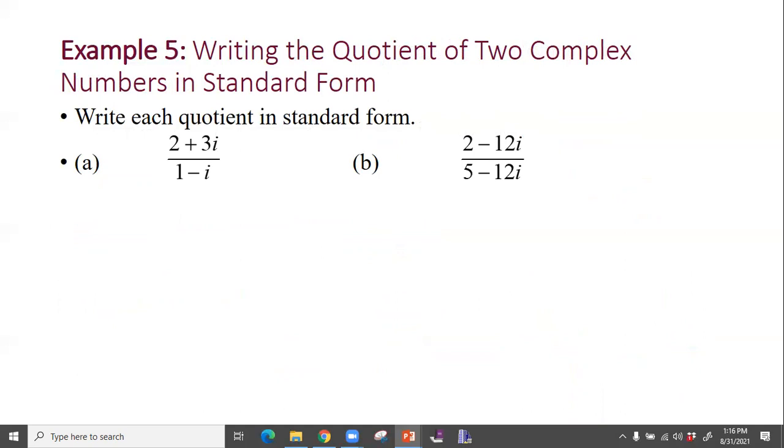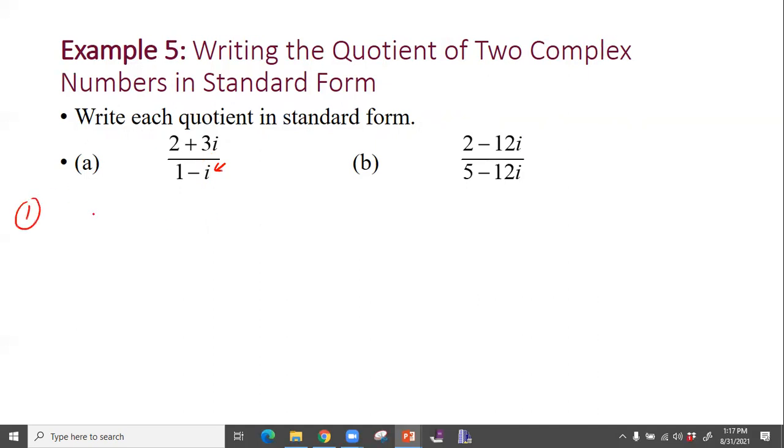All right. We're gonna do A together, and then you're gonna do B. So we're gonna combine all the things we just talked about into one big problem. So we have 2 plus 3i divided by 1 minus i. And again, is this proper form? No, because there's an i in the bottom.